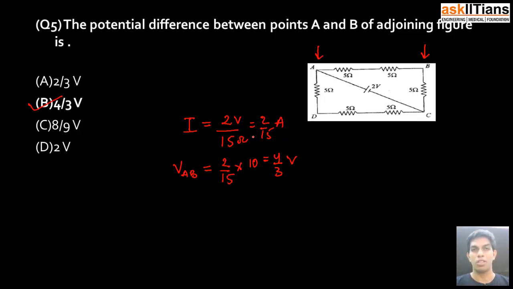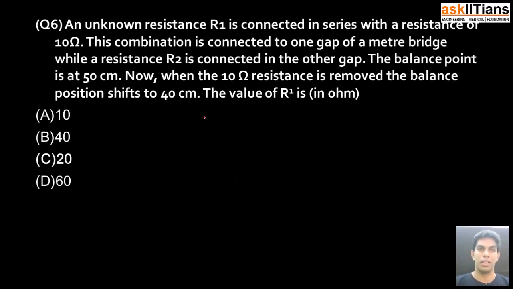Now let's move on to the sixth question. It says, an unknown resistance R1 is connected in series with a resistance of 10 ohm. This combination is connected to one gap of a meter bridge while a resistance R2 is connected in the other gap. The balance point is at 50 centimeter. Now when the 10 ohm resistance is removed, the balance point shifts to 40 centimeter. The value of R1 is ___ ohm.